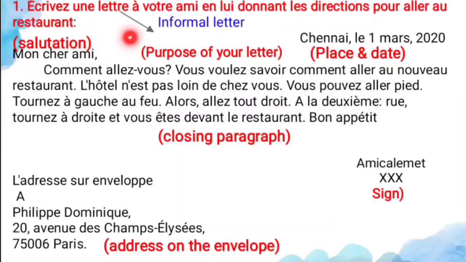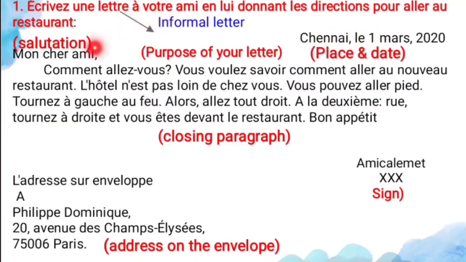So this letter is an informal letter only because you are writing to your friend. So first thing is, when you are writing the letter, you have to start with the place and the date. So here the place and date, what? Chennai, le 1er mars 2020, that is Chennai 1st March 2020.